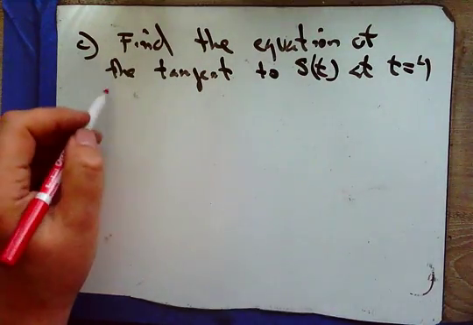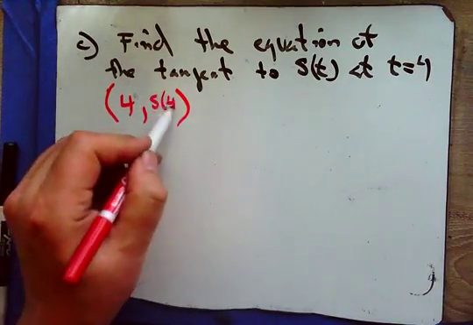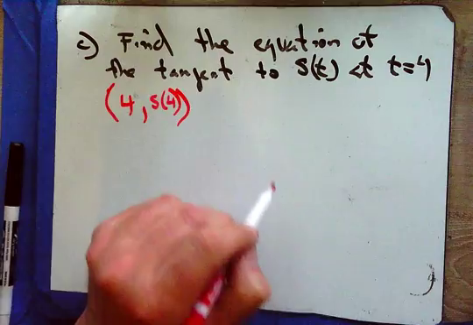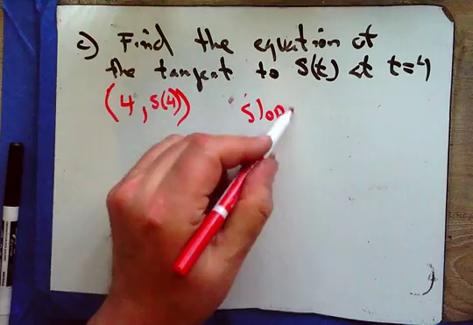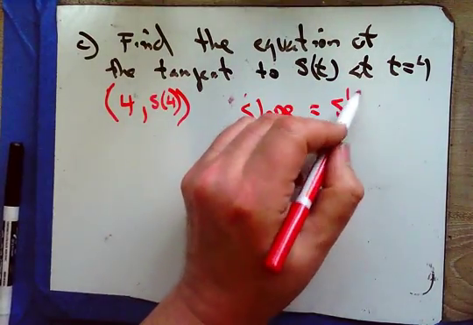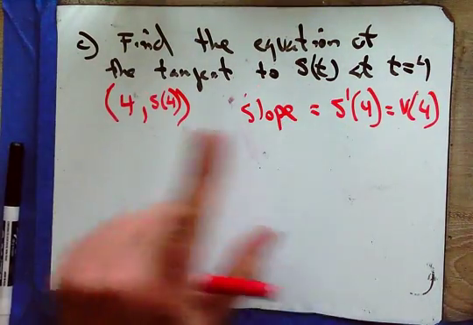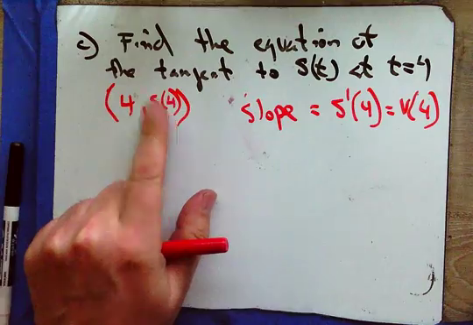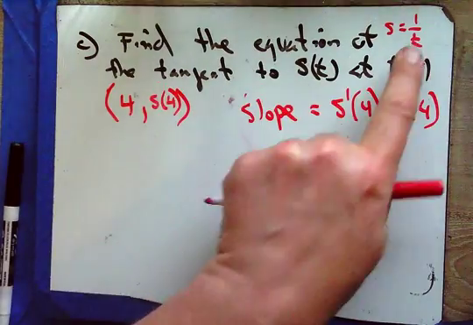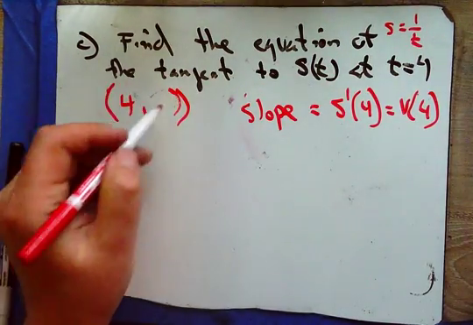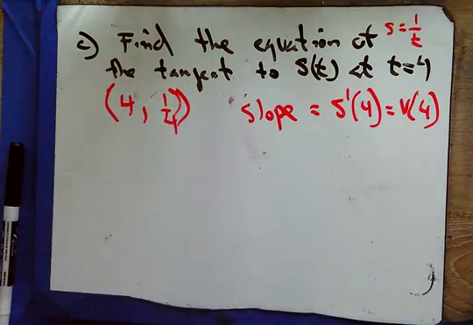Well, we need a point, and we know half of that point is 4, but I also need to know s of 4. And what else do I need? I need a slope. And we know in this problem that slope is s prime of 4, or v of 4. I need a slope at a point, and I need a point. To find s of 4, I'm going to plug in 4. Remember, our s was 1 over t. So I'm going to plug this 4 in there and get 1/4.